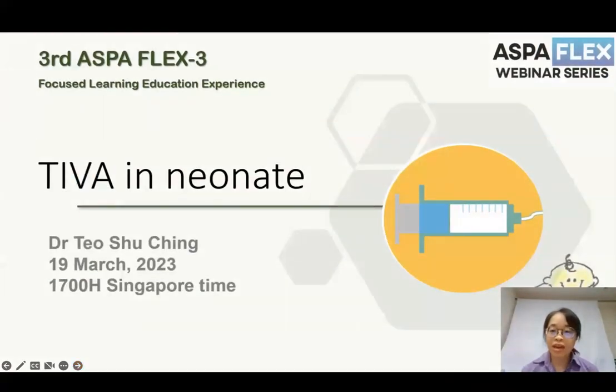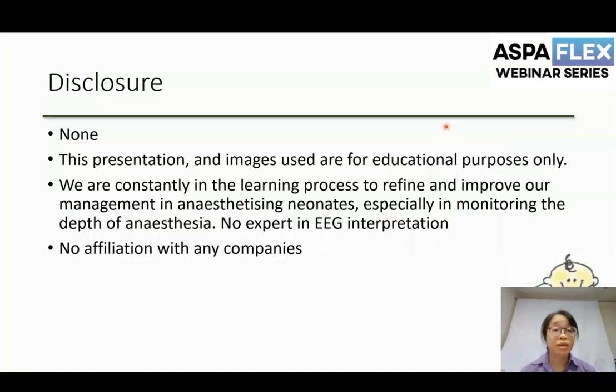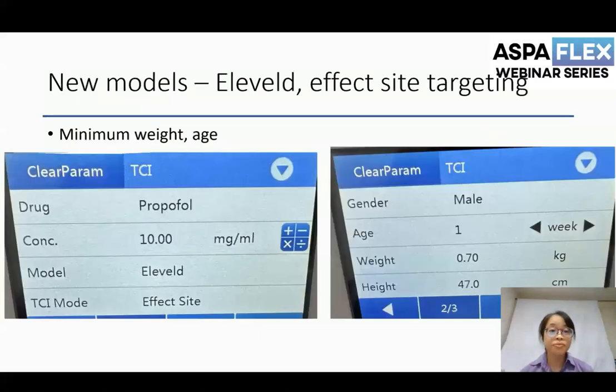Thank you, Dr. Joe, for the kind introduction. I shall move on to my TIVA in neonates case discussion. I don't have any disclosure. These presentation images are purely for educational purposes. We are constantly in the learning process to refine and improve our management in anesthetizing neonates, and I'm not an expert in EEG interpretation. I have no affiliation with any companies as well.